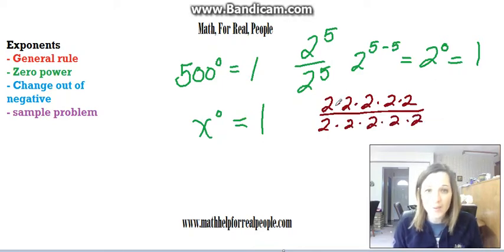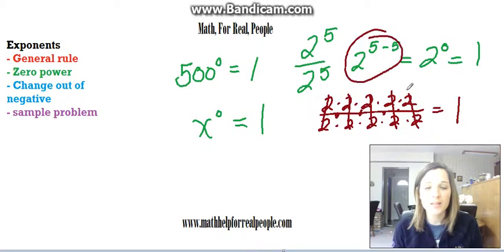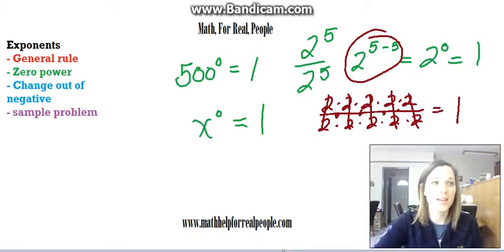So what happens is every 2 on the top and 2 on the bottom cancel out. There's 1 times 1 times 1 times 1 times 1. Anything over itself is 1. You have a bunch of 1's times 1, you're going to equal 1. That's the same as doing this. So that's what's going on. That's what's happening with the 0 power. Anything to the 0 power is 1.